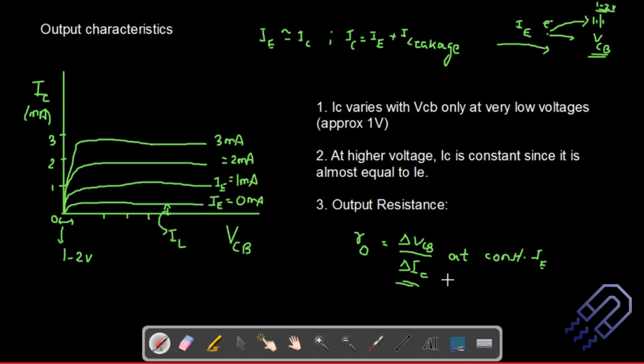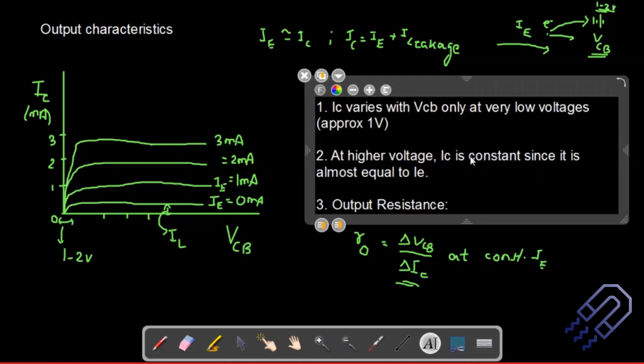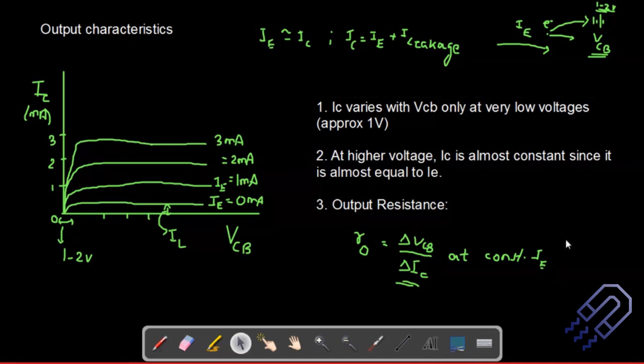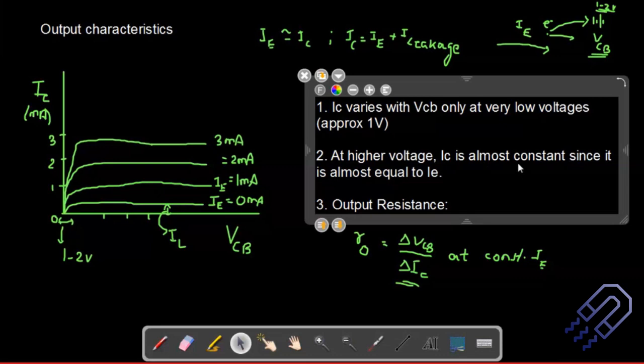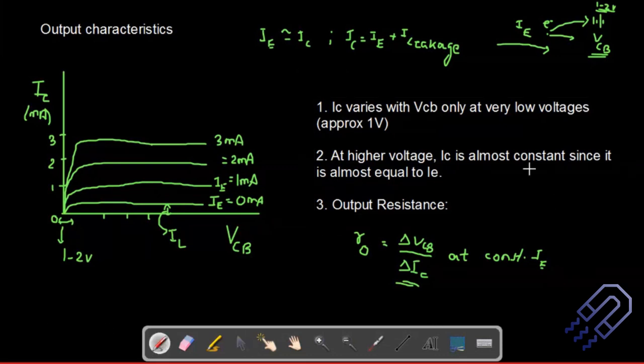So maybe I should use the words almost constant here, because if it is perfectly constant, what happens? At this particular point the value of IC, and at this particular point the value of IC will remain the same. So this will be a value subtracted from itself, so that will be 0. So if this delta IC, change in collector current, is 0, that means RO will actually tend to infinity.